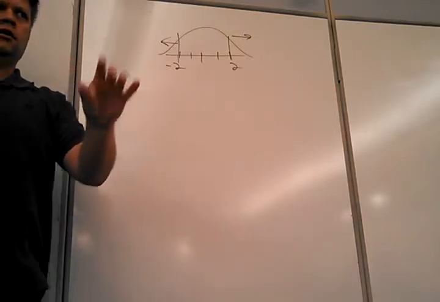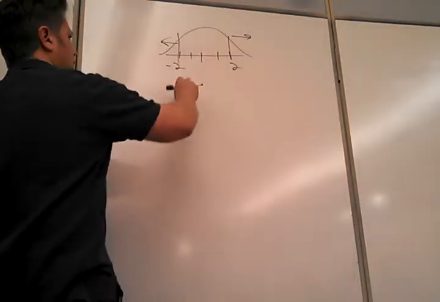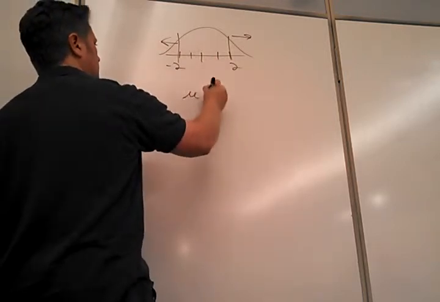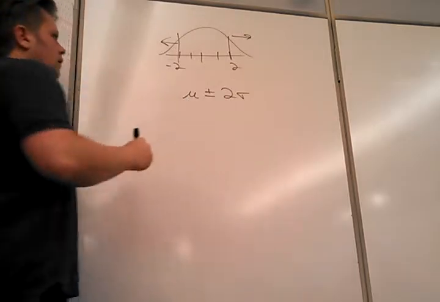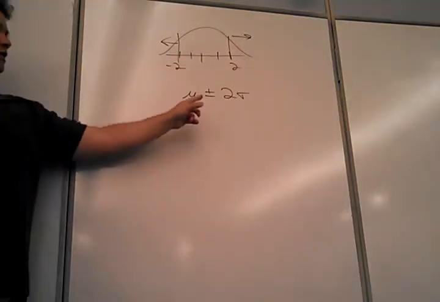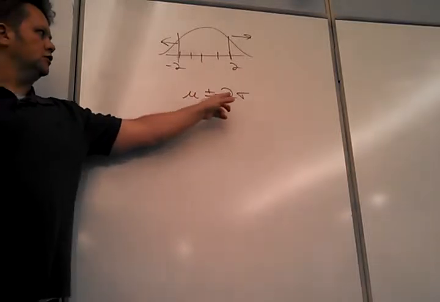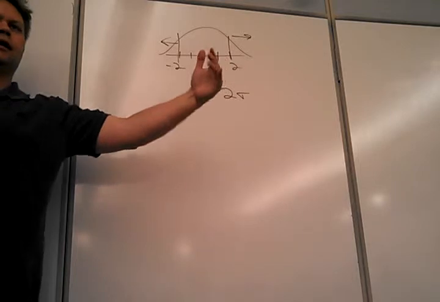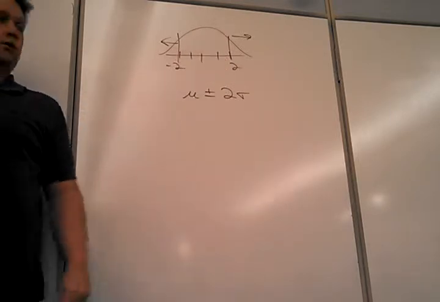Okay, good. Then there's this idea that captures this. That really says the same thing, but in formulaic form. So start at the mean and go up or down 2 standard deviations, right, to capture 95% of the data. Anything outside of there is unusual.